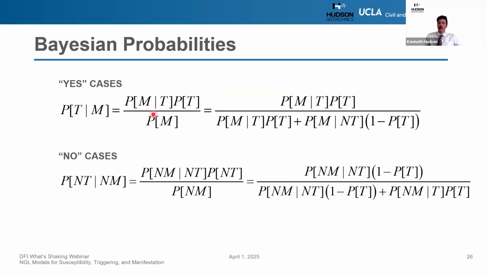And then we also need to know overall the probability of manifestation, which is a sum of these two equations down here. I'm not going to get into too much detail on how we break these apart and do this, but this is a framework for how we can estimate every single layer's probability of triggering conditioned on whether we observe manifestation or not at the ground surface.